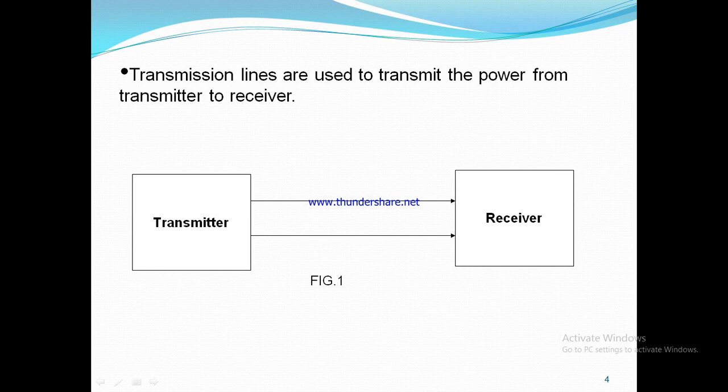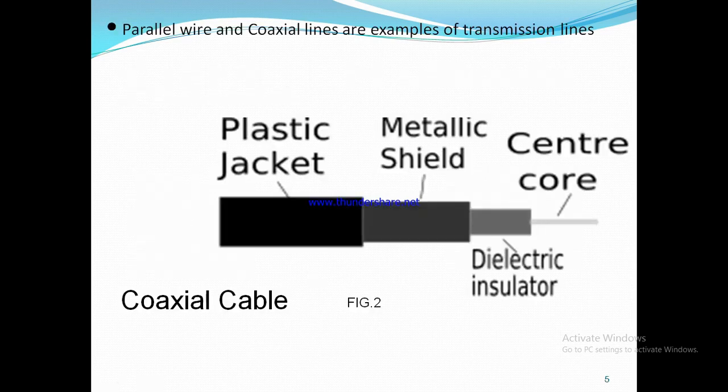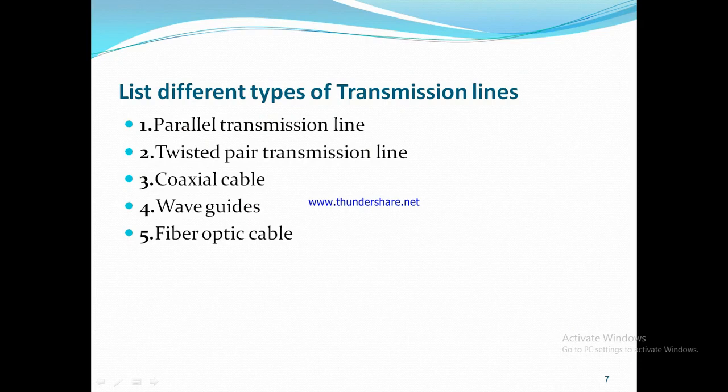So we have different types of transmission lines. That is parallel transmission lines, twisted pair transmission lines, coaxial cables, waveguides, and fiber optic cables.